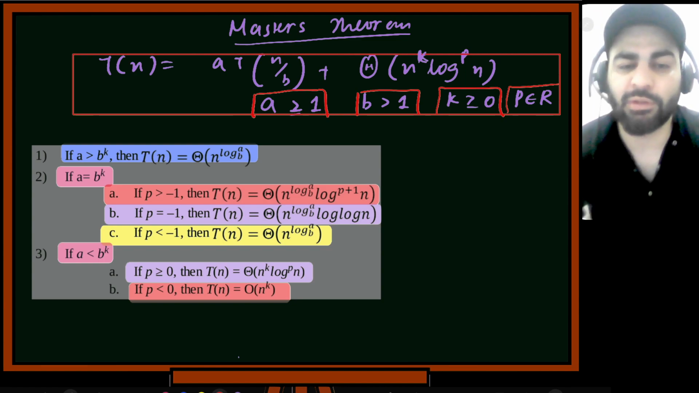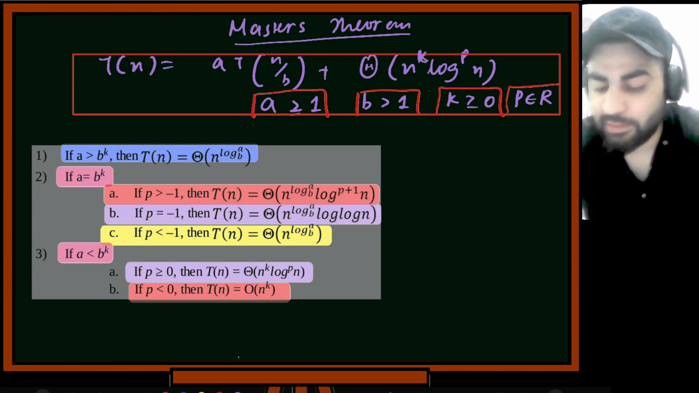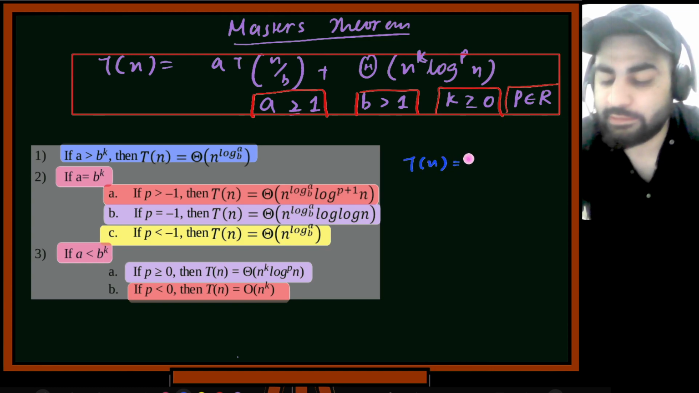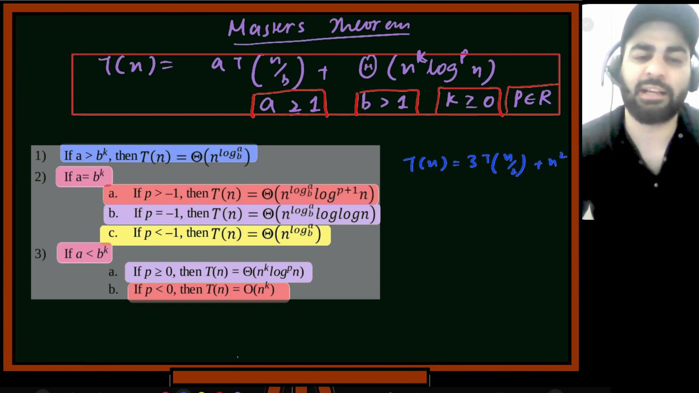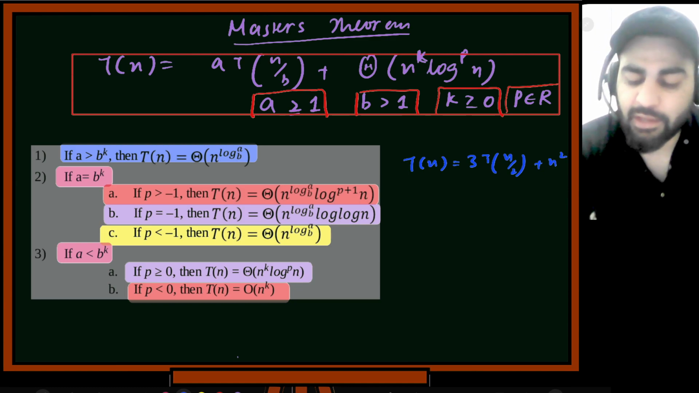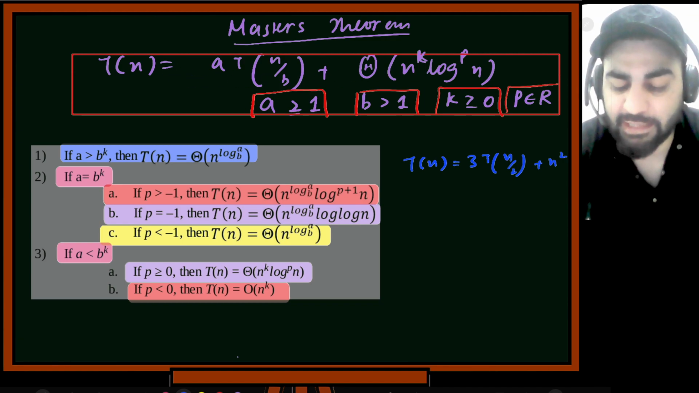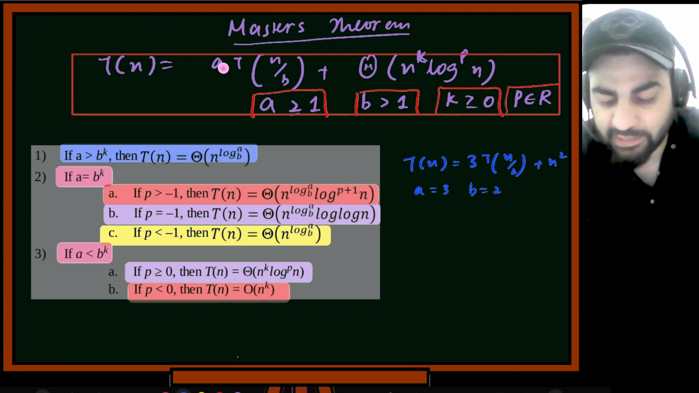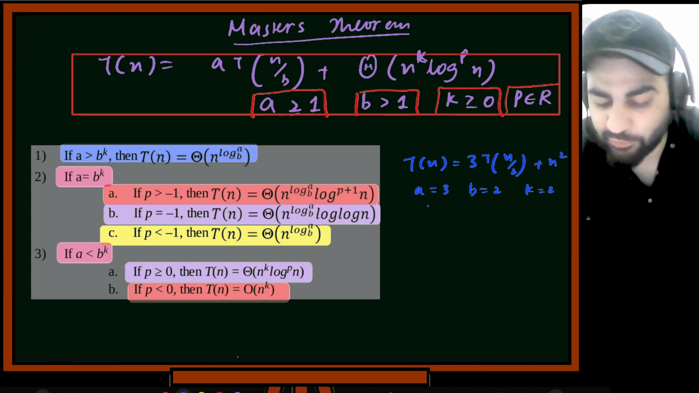So let's now do some problems on the Master's theorem to show different cases. Okay, so let's do one of the problems. Let's suppose T(n) is equal to 3T(n/2) plus n square. Let's suppose this is our recurrence relation from any algorithm. Now here the first step that you have to do is check if it follows the Master's theorem form. Yes, it does. Why? Because here you can see that a is equal to 3, b is equal to 2, k is equal to 2 and p is equal to 0.